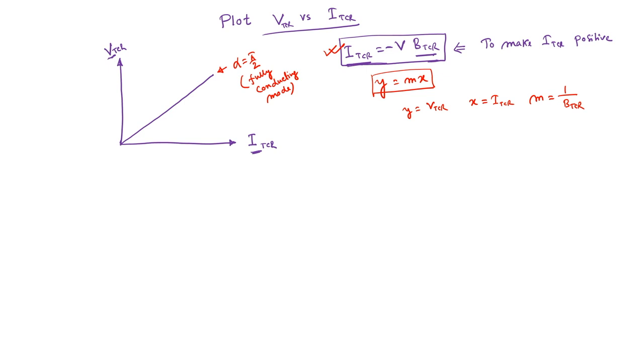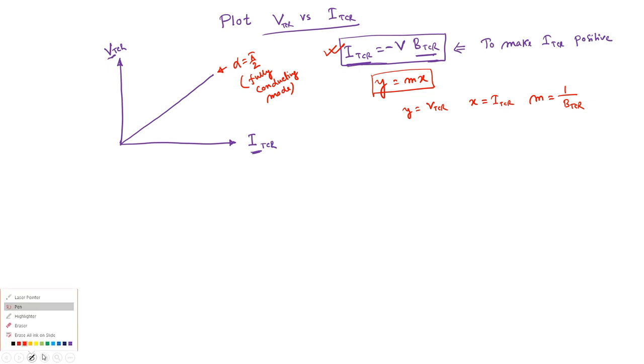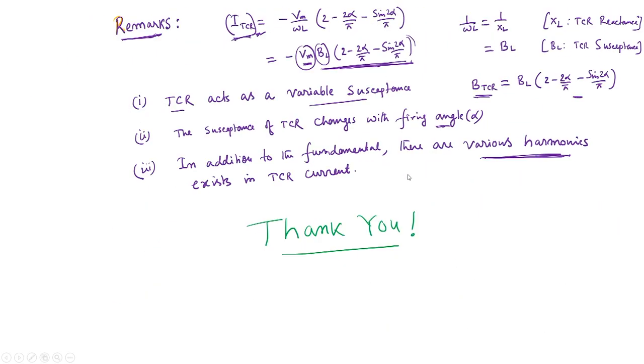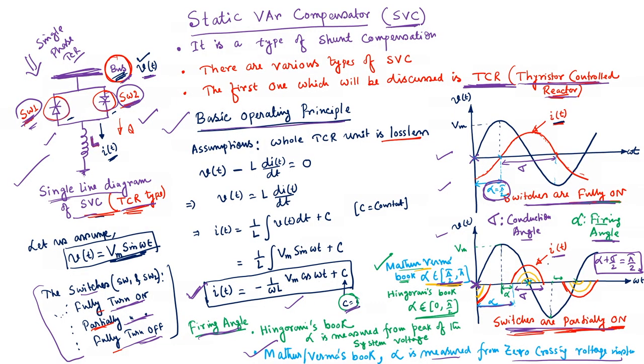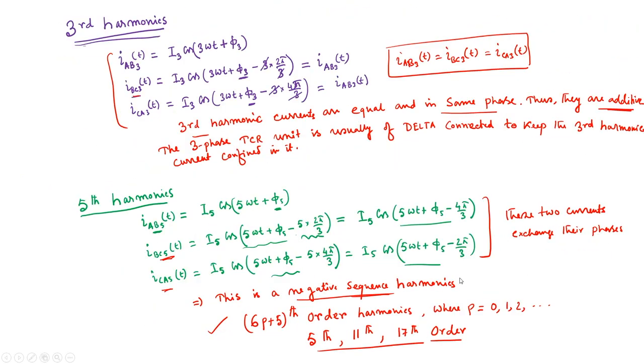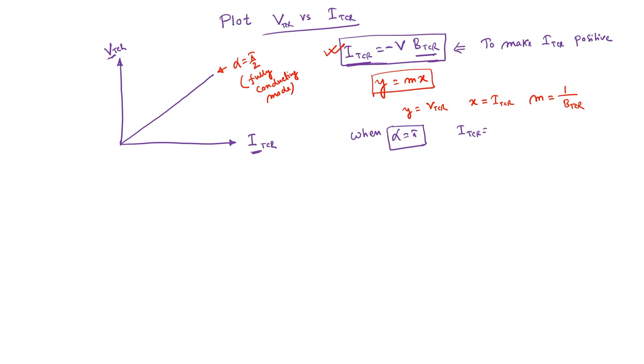Now, what would be the plot for any other value of alpha? For example, alpha is some value which is higher than pi by 2 and some value which is lower than pi by 2. Now, we know that when alpha is equal to pi, what is the value of I_TCR? If you go back and see the waveforms of this voltage and current, you can see that when alpha is equal to pi, this current would be 0. So, therefore, I_TCR would be equal to 0.